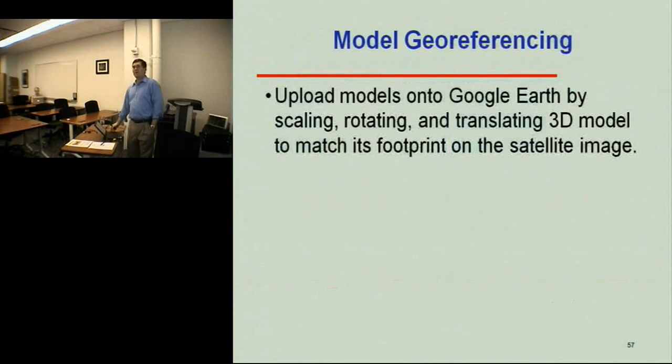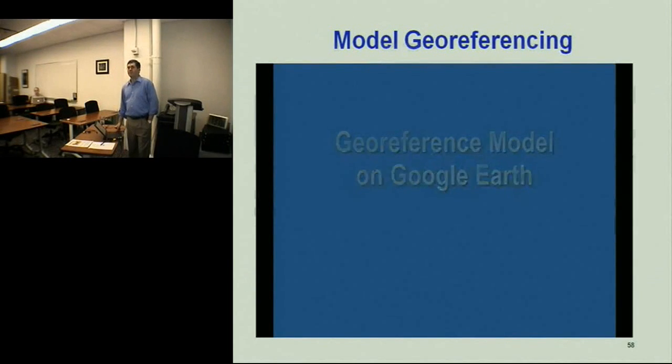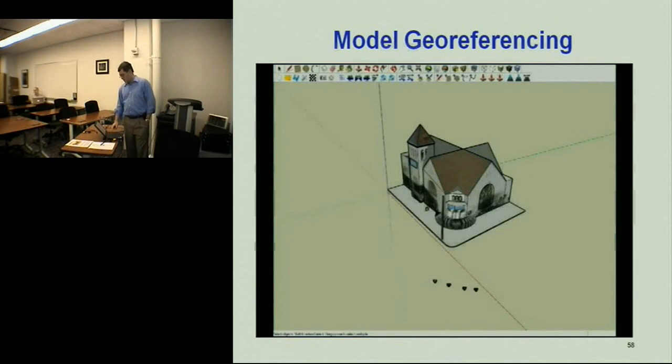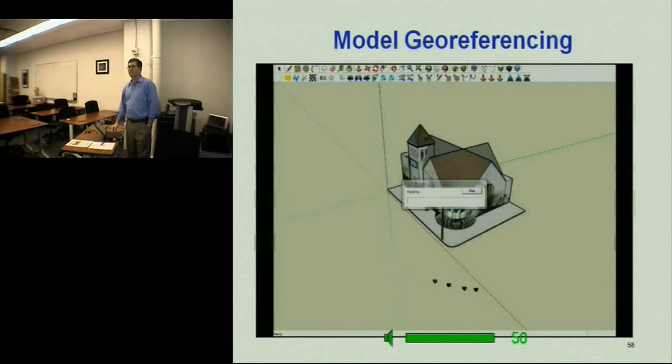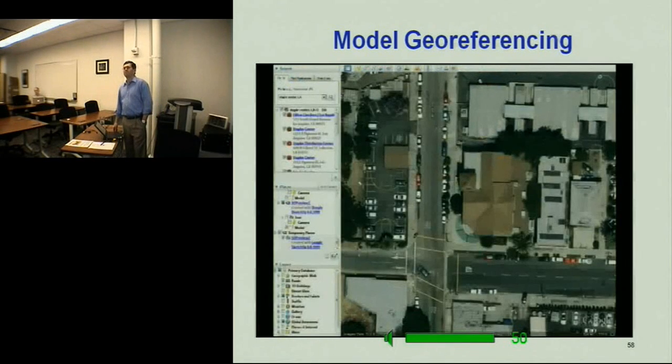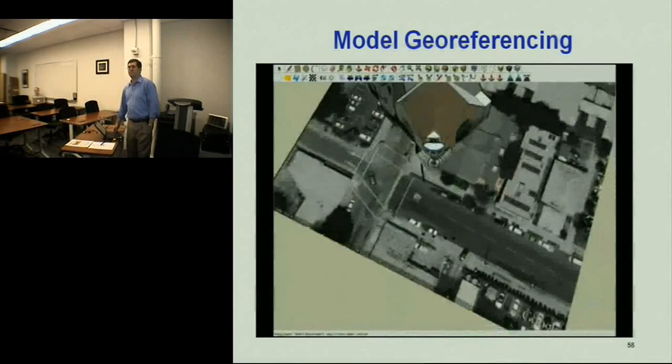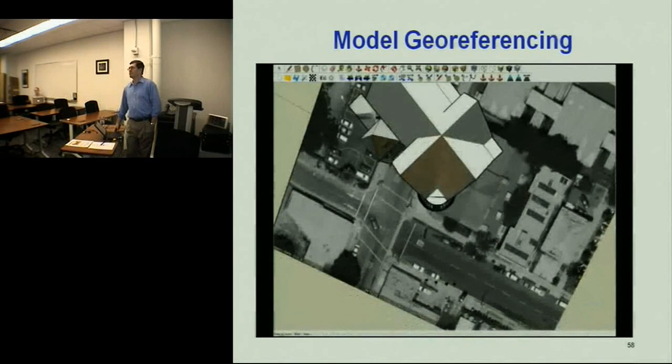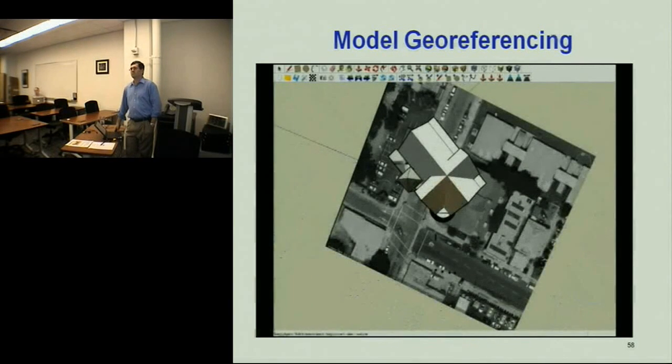So now that we have that, we can upload the models onto Google Earth. One main application of our plugin is for users who want to add their content to online mapping systems. The user can georeference their model by aligning the model footprint with georeferenced satellite imagery and then uploading it onto Google Earth.